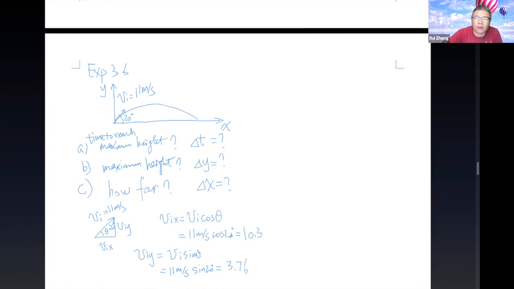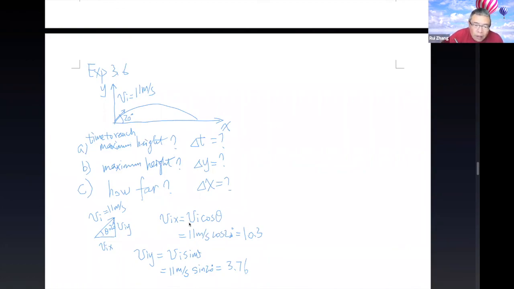First of all, let's look at the y component. The first question is about time, but it's the time to reach the maximum height. Because the maximum height is along the vertical direction, it suggests us to look at the y component, the vertical component. So it seems reasonable to look at vertical components for these two parts, and then look at the horizontal one for the last part.